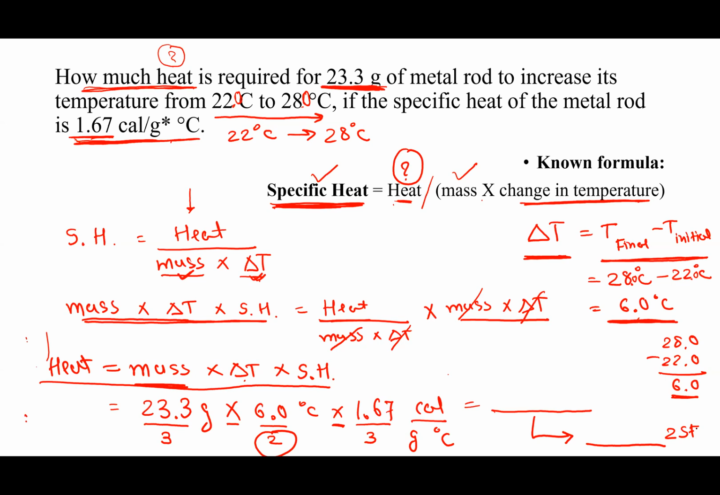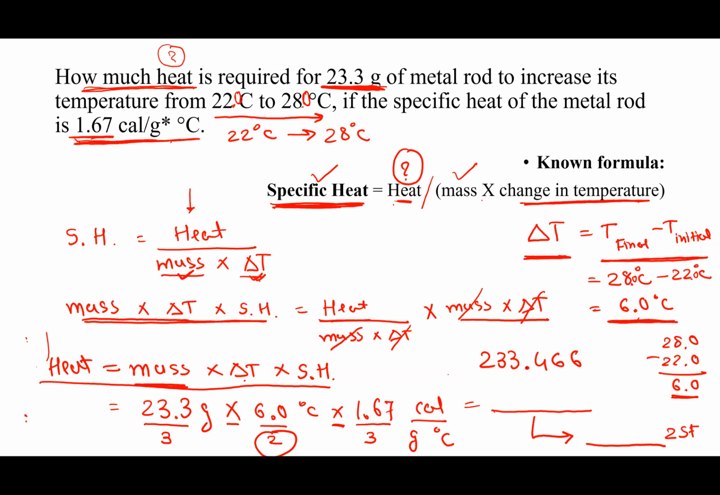Okay, what answer do you get when you do the math? 233.466. Sorry, 233.466. Do we have to round it off? Yes, now you have to round off, right? 23, what is it? 230. 230 after rounding off.